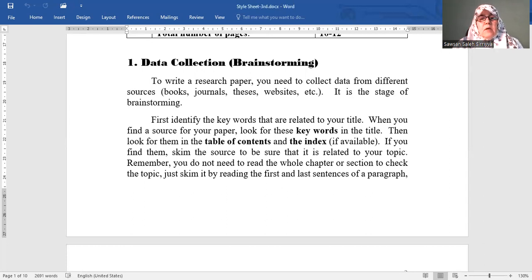If you are going to write about, let us say, nouns in the English language, then nouns is the keyword. So you have to look for this. If you identify these keywords, then look for them in the table of contents and the index if available. So you have to look in searching books. What are these books which you need to search for as keywords? Let me show you some of these books that you need to look for.